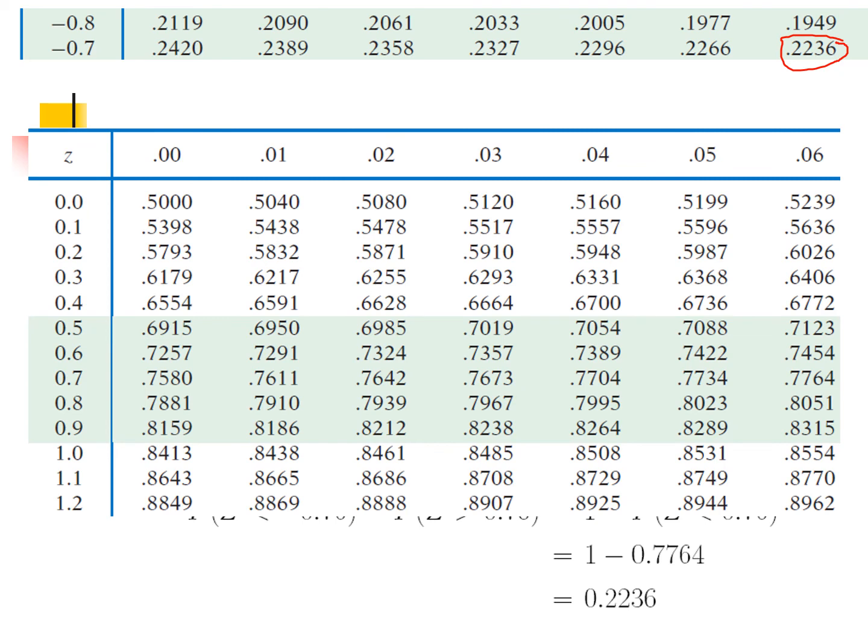So for that, suppose this is the table and it is not giving you negative values. You just find the area under the curve to the left hand side of 0.76. So what is the area? 0.7764. So what you can do is write 1 minus 0.7764. Still you'll get the same answer.